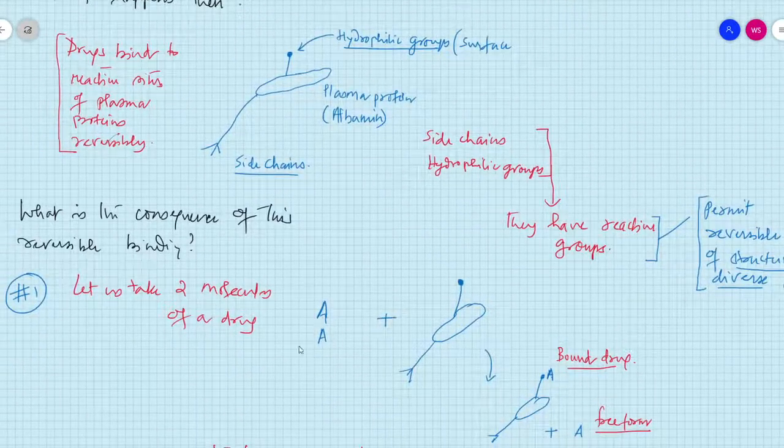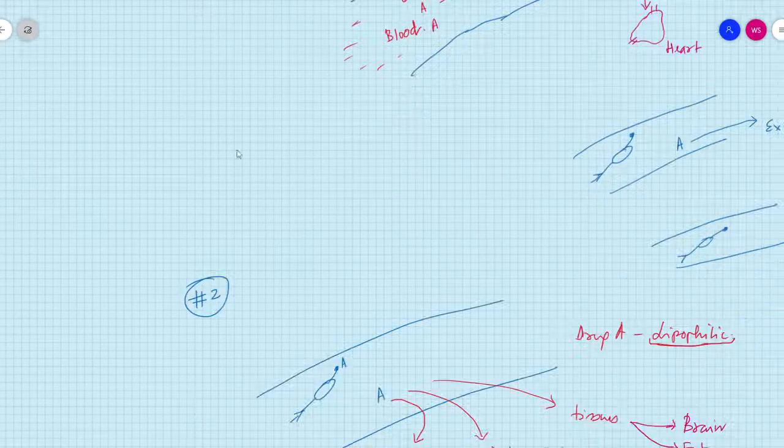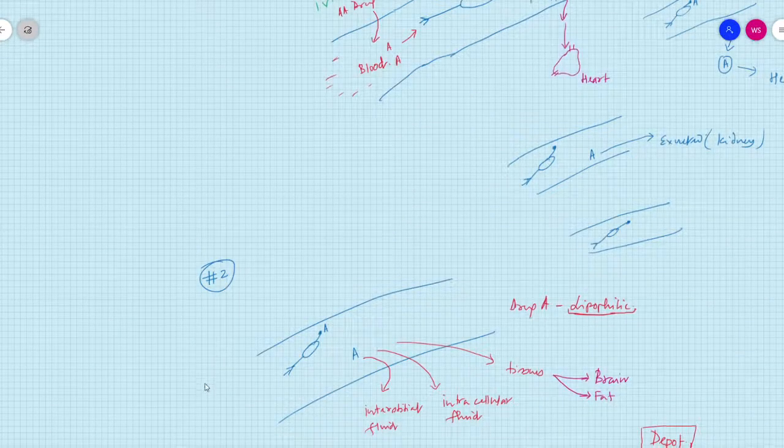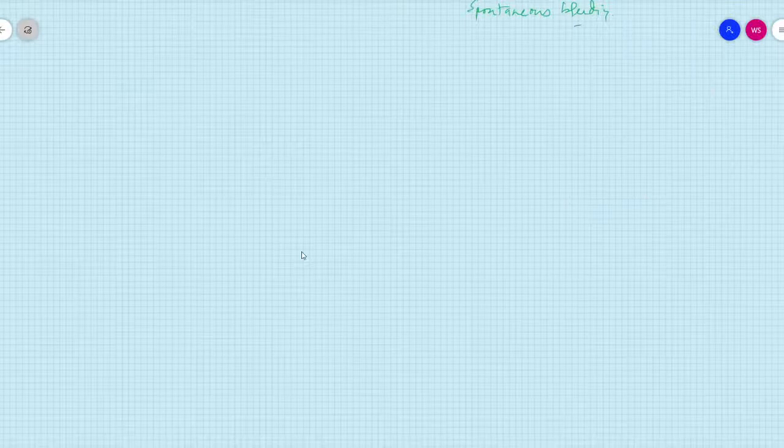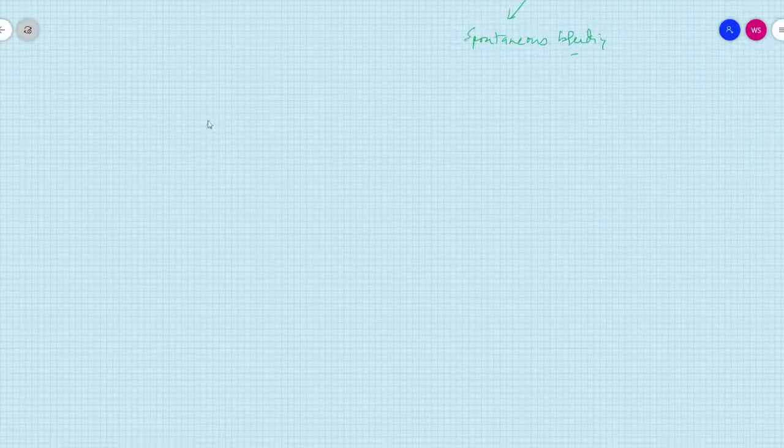Okay. Are there any other consequences? Yes, there are. So let's look at another consequence of plasma protein binding. Okay, let's say number 4: toxicity. Certain drugs would be distributed to certain end organs, and that may result in toxicity. For example, chloroquine.